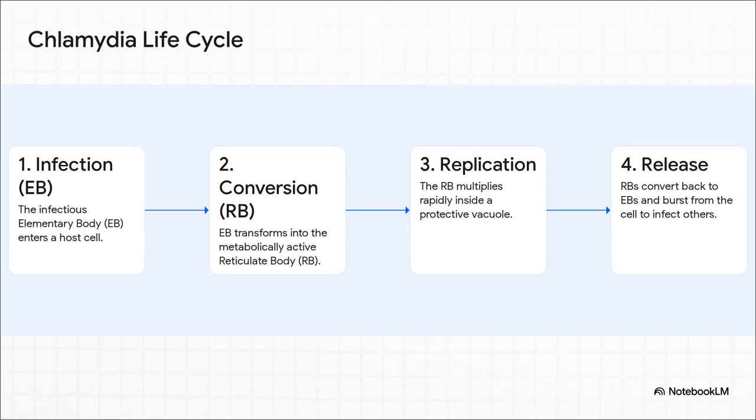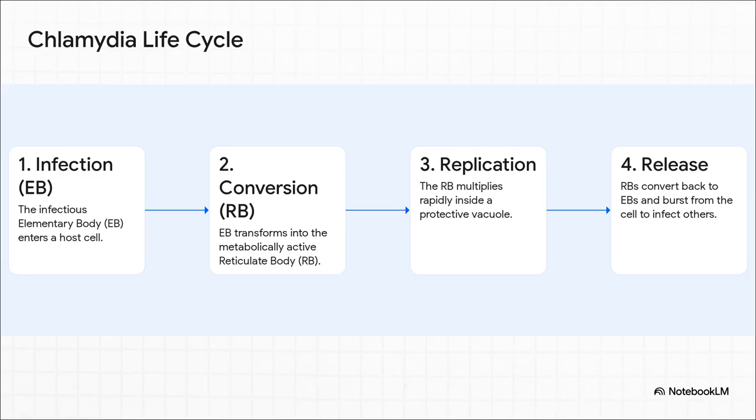And its life cycle is this fascinating 2-phase story of transformation. It starts out as a small, tough particle called the elementary body, or EB. This is its infectious form, built to survive the journey between cells. Once it gets inside a cell, it transforms into a larger active form called the reticular body, or RB.